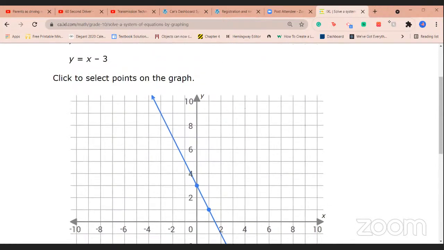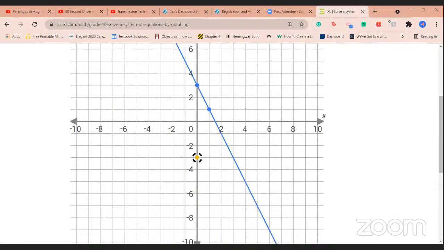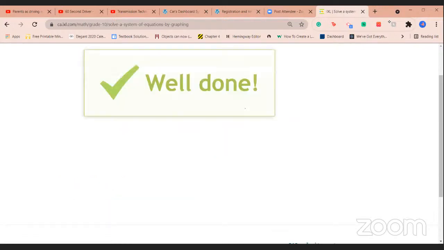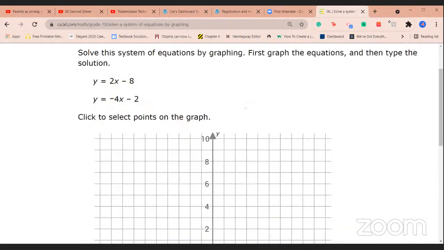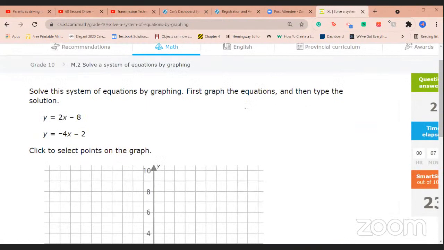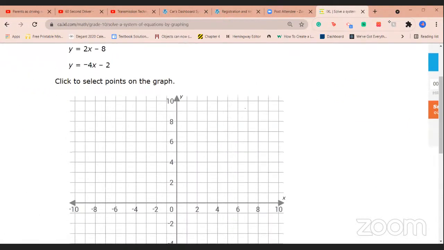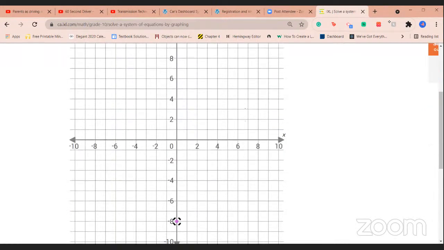And slope? 1 right, 1 down, 1 up and 1 right. Okay, very good. So where's your point of intersection? 2, -1. Okay, excellent. Let's do one more together. 0, -8. Very good.